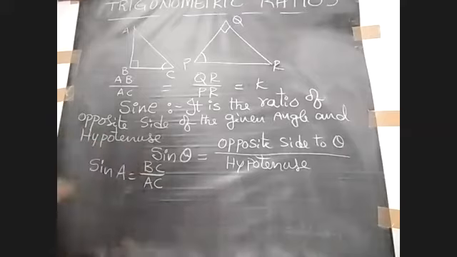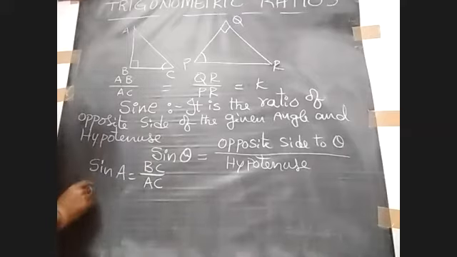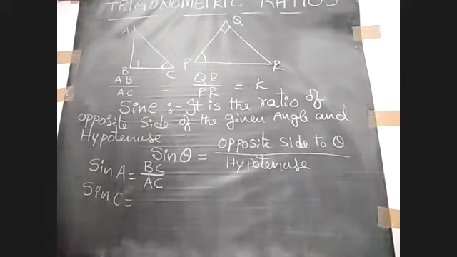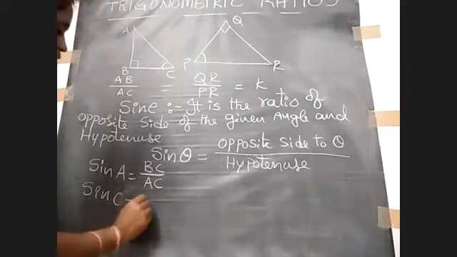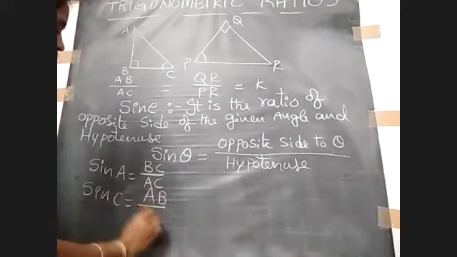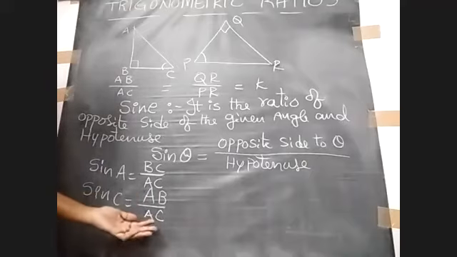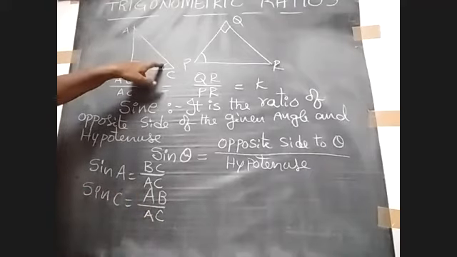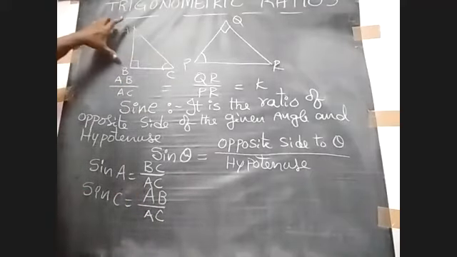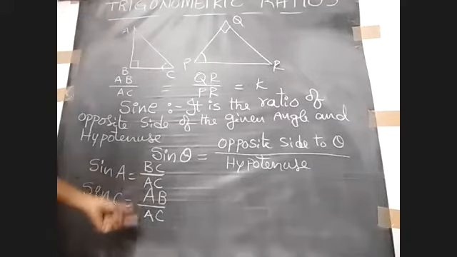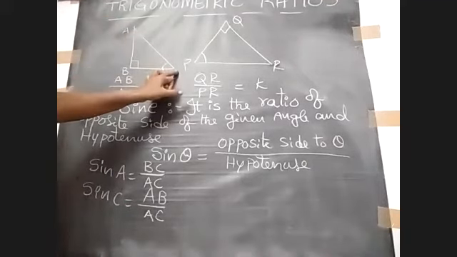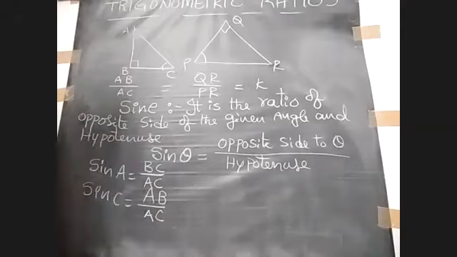And any one of you, unmute yourself and tell me what is sine C. Ma'am, AB by AC. Very good. So it is nothing but the opposite side to hypotenuse ratio. So what is the opposite side to angle C? AB. AB divided by, what is the hypotenuse here? AC, opposite to the right angle. AC. Okay. Very good. Mute yourself.